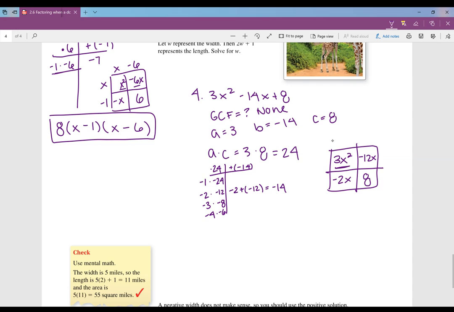Okay, so if we look between 3x squared and negative 12x, they both have an x in common. And then they actually both also have a 3 in common, right? 3 goes into 3 and negative 12. So if that side's 3x, then our top side is going to be x. If that side's x, we're going to get a negative 2 down here to get that negative 2x. If that's negative 2, to get 8, we need to have a negative 4. And then you can double check your last box to see if you get negative 12x, which you do. So our answer is going to be 3x minus 2 times x minus 4.